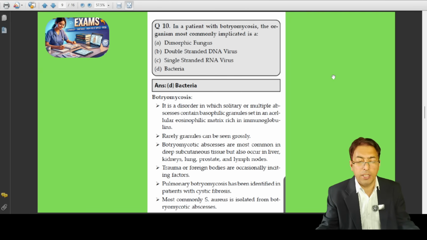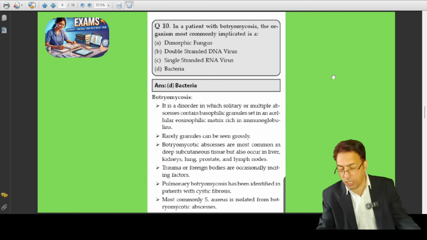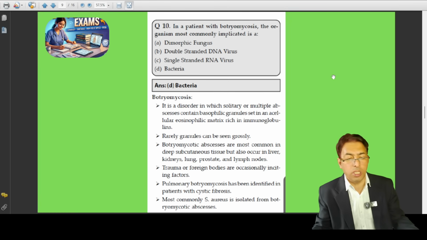And you have to remember that botryomycosis has been associated with cystic fibrosis, and Staph aureus is the most important causative organism, which is a bacteria. It is neither a virus, DNA, RNA, nor a fungus. So botryomycosis is a bacterial infection, and it is a dermatological entity.